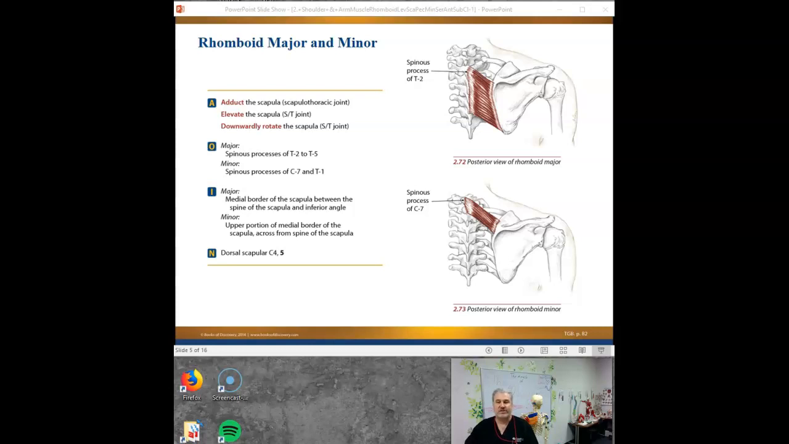Yeah. I have a question. So if I'm doing an abduction, does that mean my scapula is rotating down? Yeah, it could. So it definitely doesn't mean it's going up. So here's why I mean it could. I can do an adduction without moving my scapula at all. This is me adducting my glenohumeral joint.